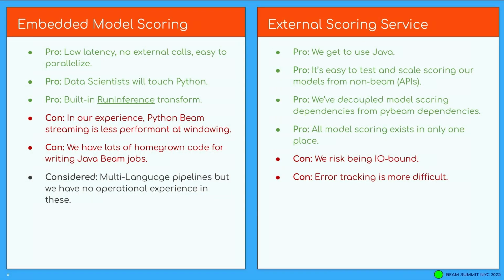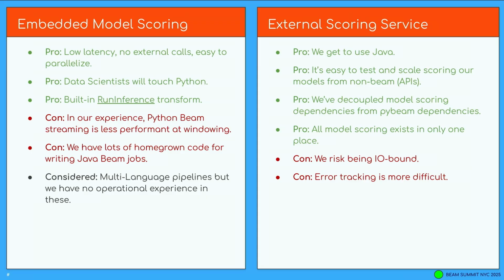And the immediate thought would be: why should we even want to separate out the service? Beam inherently has a RunInference transform, so why not just use that? We also thought about that. The advantage of using RunInference with embedded model scoring is that we would cut down on latency, as we don't have to send out calls to an external service.